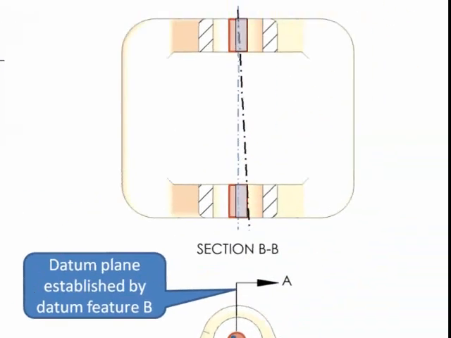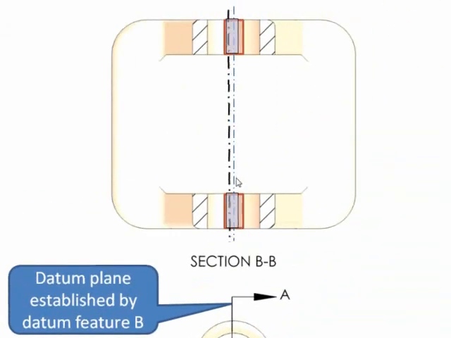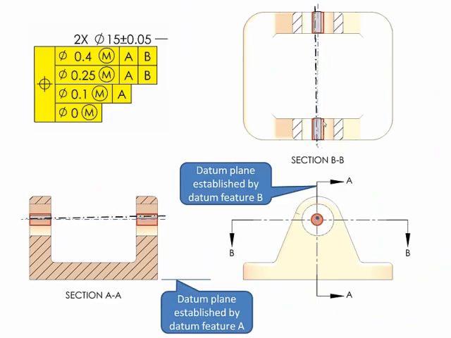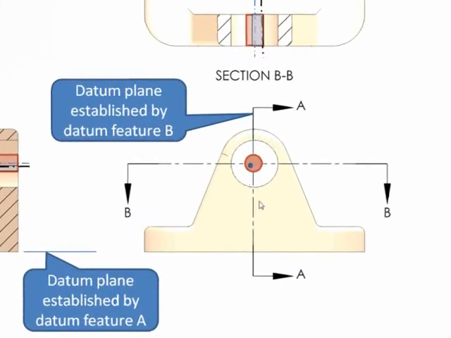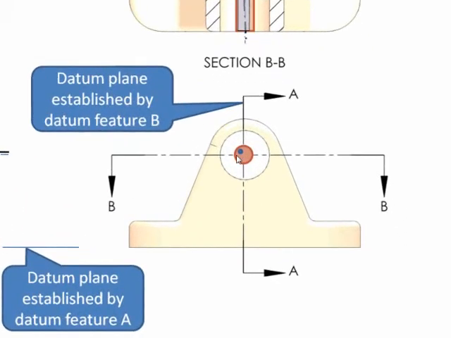They're allowed to float within 0.4 relative to A, but they have to remain parallel within 0.1. If we look in this view, we're seeing the plane established by A and B. And the holes have to remain parallel in this view within 0.25, as well as staying in line with each other. And to make sure that the holes don't float off the part, we have the position of 0.4, which is locating the holes, and we see that down in this lower view.